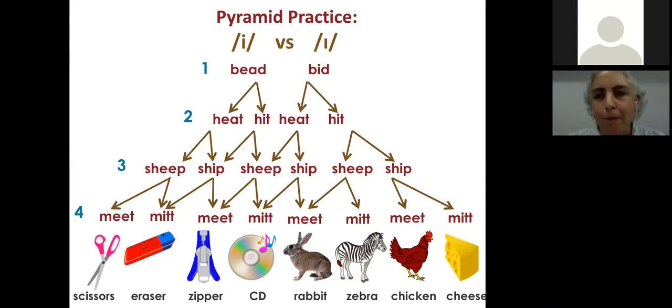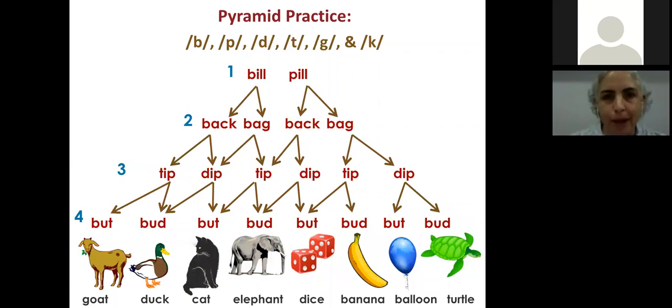This one practices a different set of sounds. This one is practicing the B, P, D, T, G, and K sounds. You can see they're written up at the top of the pyramid. If you try saying those sounds and holding your hand in front of your mouth, you can feel that they're minimal pairs with air or with no air. So for example, B and P are the same sound, but one has more air.